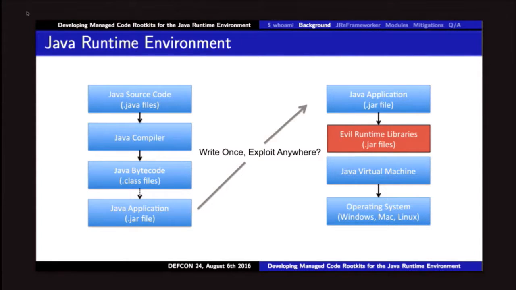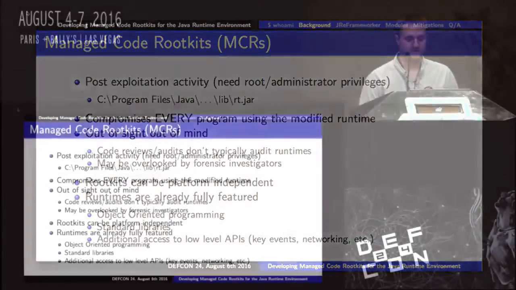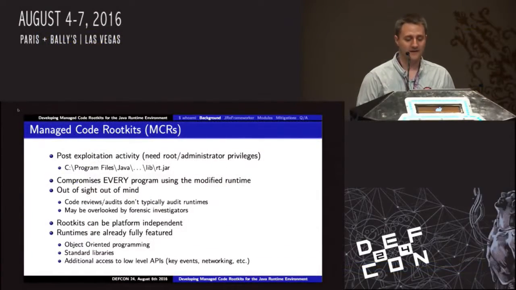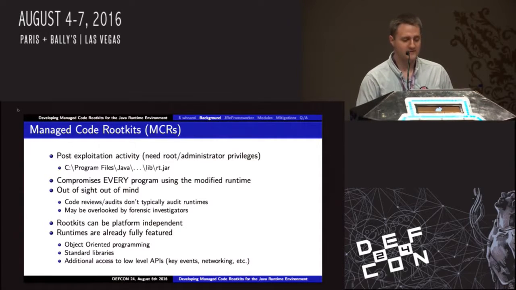So we can write one exploit and then run it everywhere. Okay, so there's a few advantages. First of all, I just want to make it clear that this is a post-exploitation activity. So you've already gained permission on the box. You can usually write to these kind of protected directories. So Program Files on Windows is where they store the Java runtime. Of course, if you didn't store it in a good place, someone could just manipulate it without having administrator privileges.